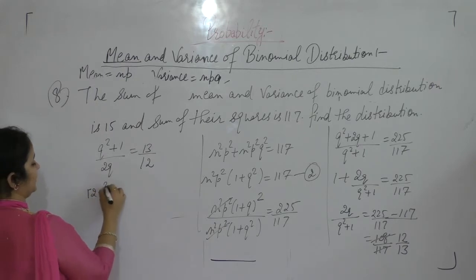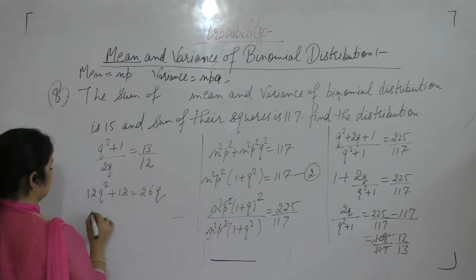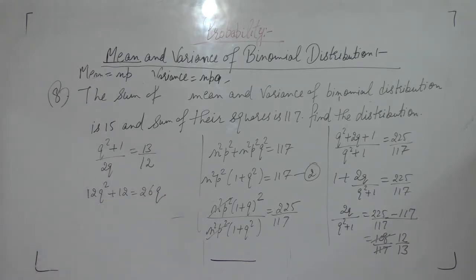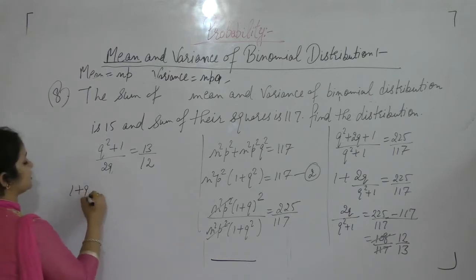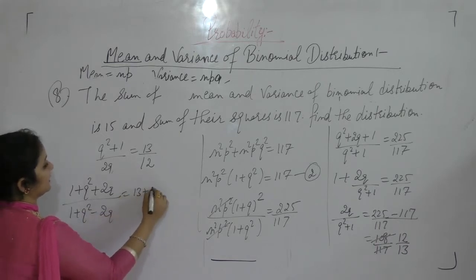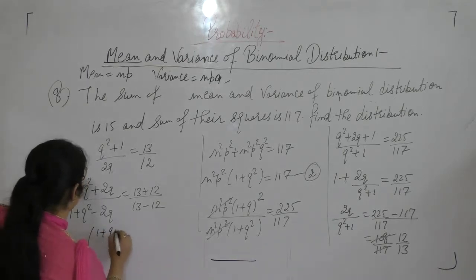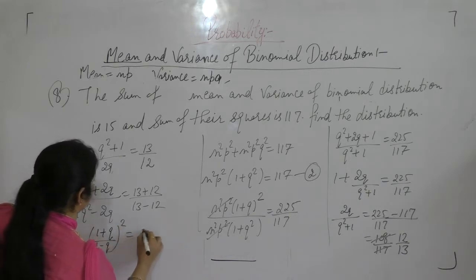It is again a quadratic, 12q square plus 12, 26q. Or we can apply here componendo and dividendo. 1 plus q square plus 2q, 1 plus q square minus 2q, 13 plus 12 upon 13 minus 12. We have applied componendo and dividendo rule here. So this is 1 plus q whole square and 1 minus q whole square.